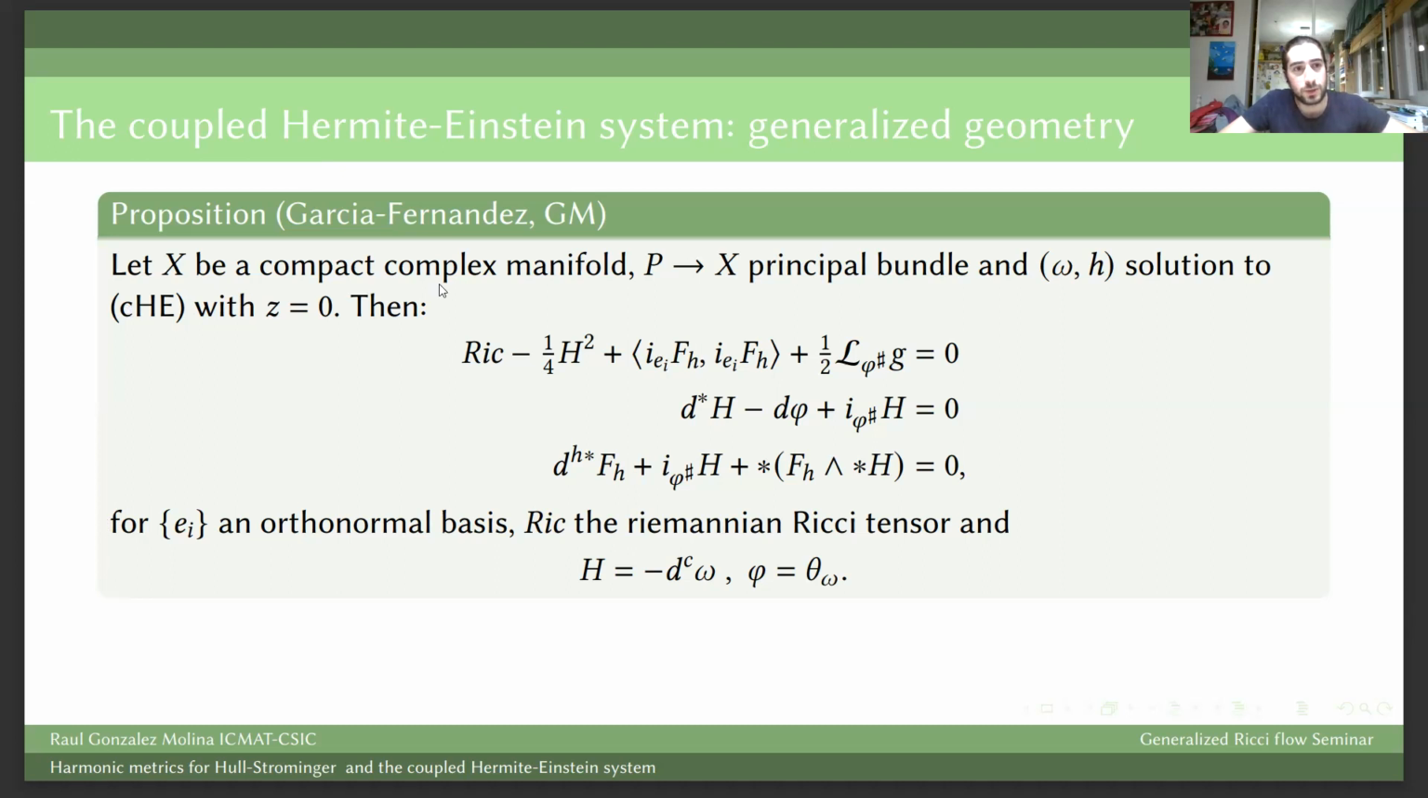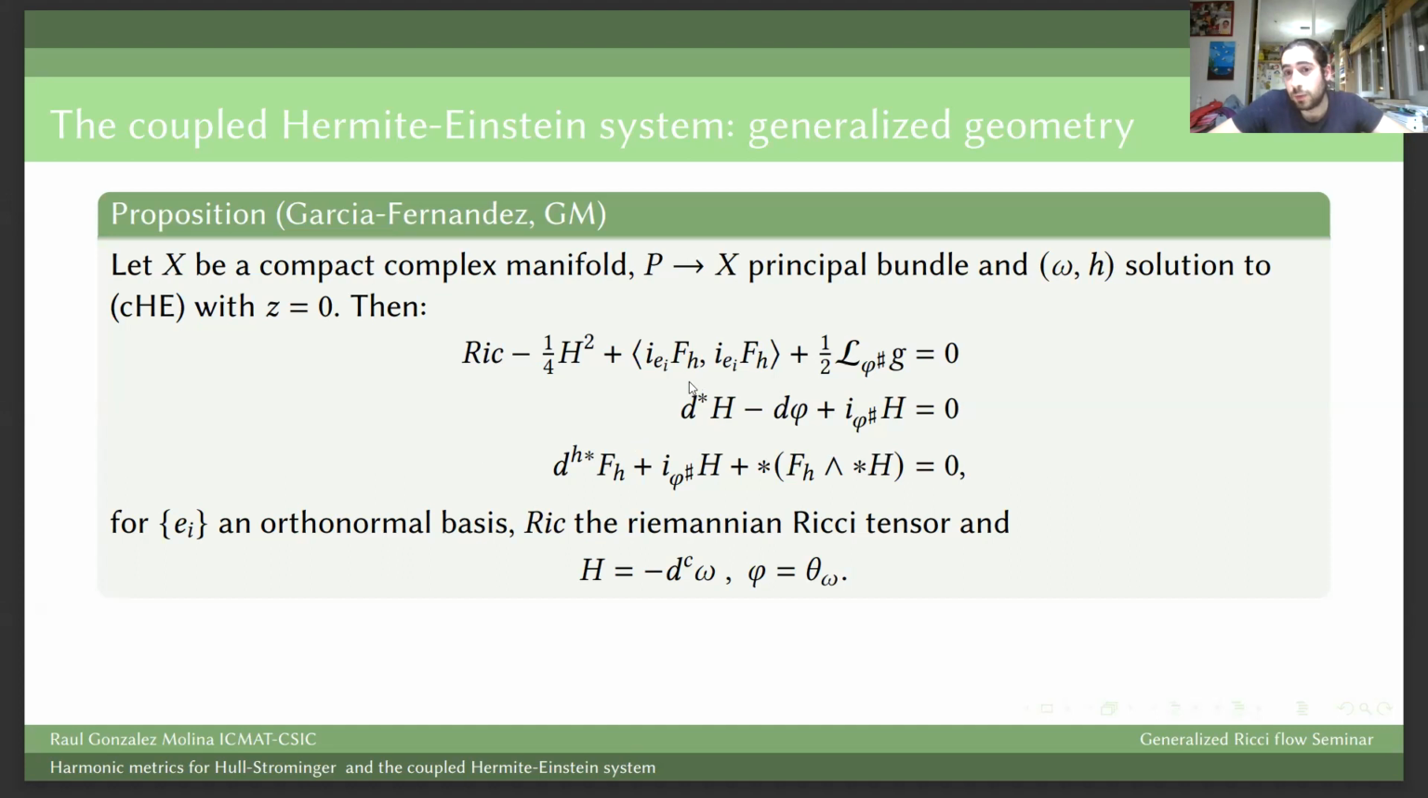So I have my geometry, a compact complex manifold and a principal bundle, and I assume given a solution to the coupled Hermite-Einstein system with vanishing charge, this set that appeared. And this is just manipulations, translating what was written in the language of Hermitian geometry now into the language of Riemannian geometry. It is just a matter of Hermitian manipulations. Okay? And you can write here what everything means.